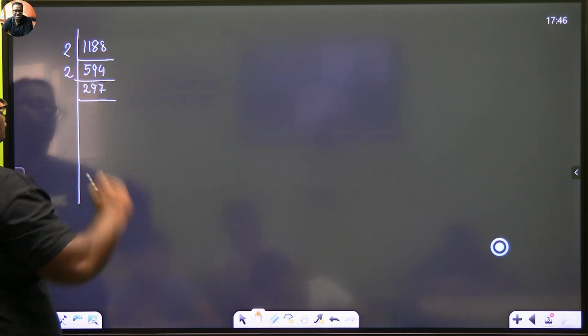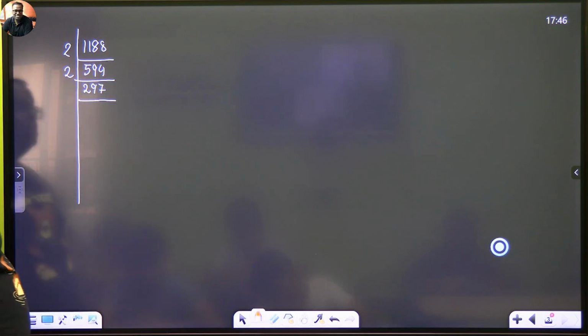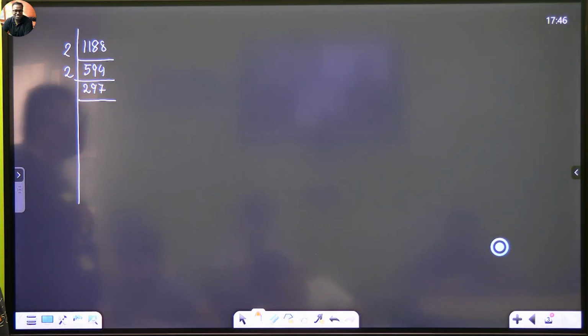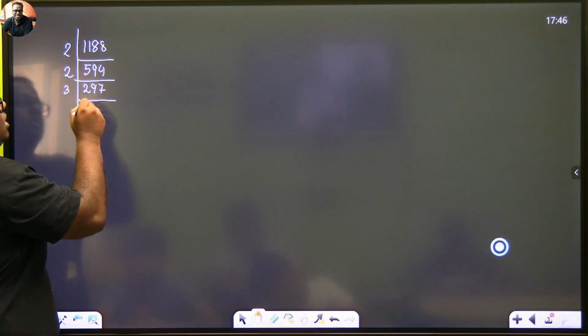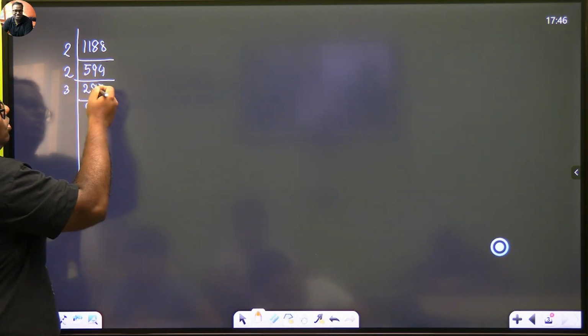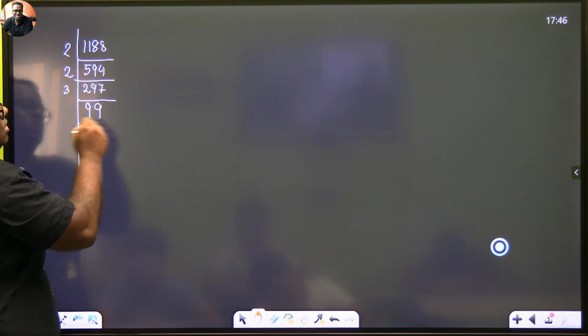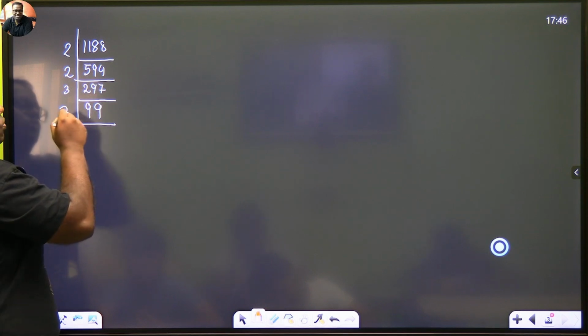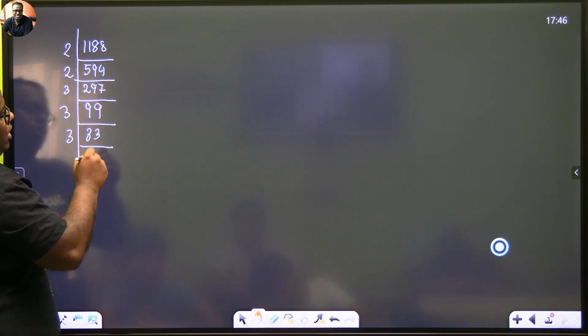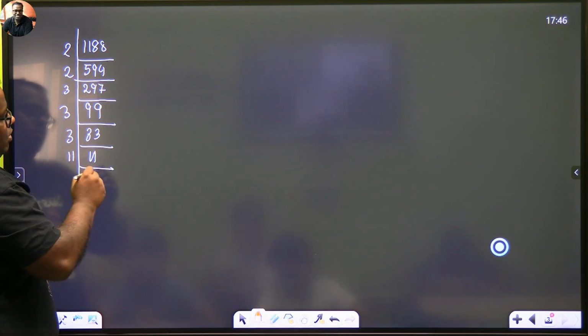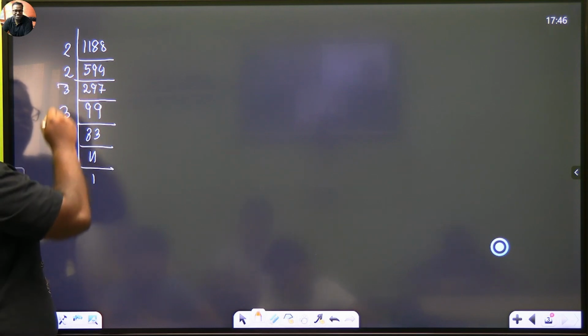Here is where you'll end up in trouble. 7 plus 2 is 9. 9 plus 9 is 18. So it goes with 3. So 3 9s are 27. And then 2 7s, 3 9s are 27. Then this further goes with 3, 33. Then 3 11s. And then 11 1. So we have one triplet.